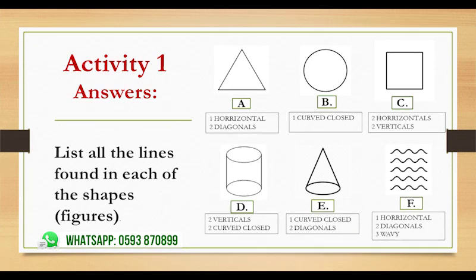We have one horizontal, which is at the base. Do you agree with me? Yes. Then we have 2 diagonal or slant lines at the sides. So to have that beautiful triangle, we have used 3 lines, which are 1 horizontal and 2 diagonal lines.